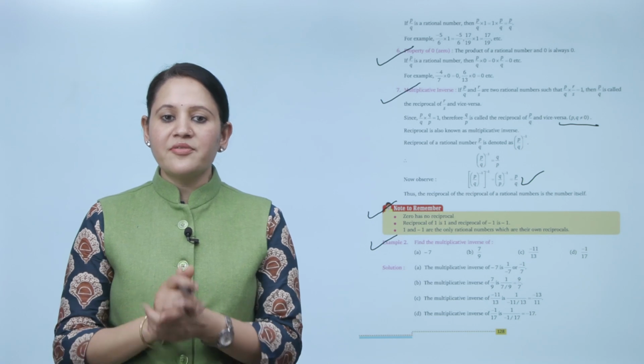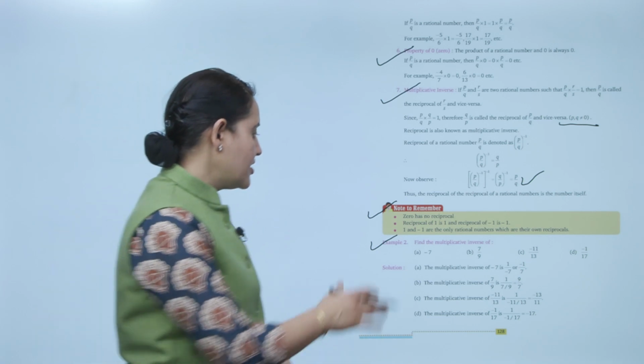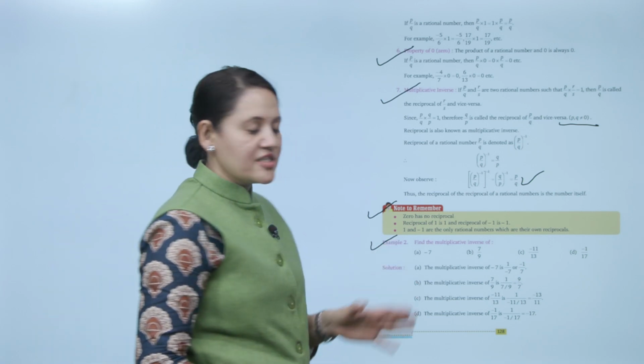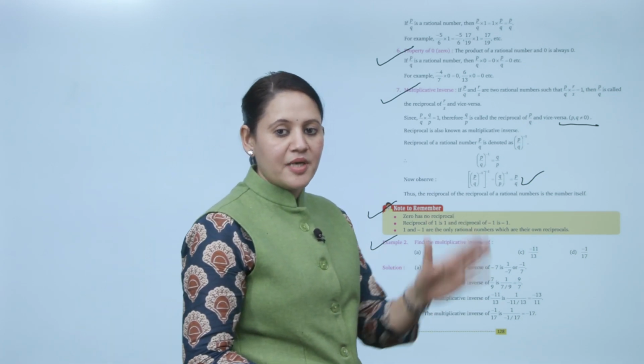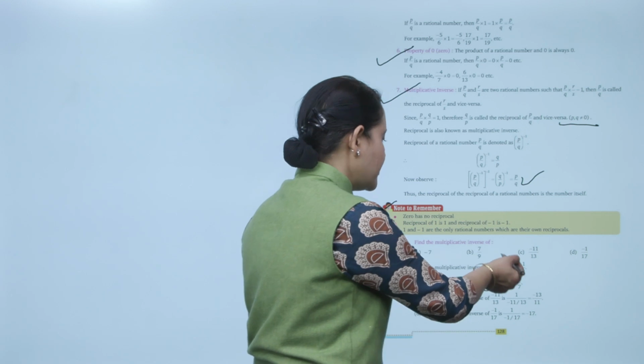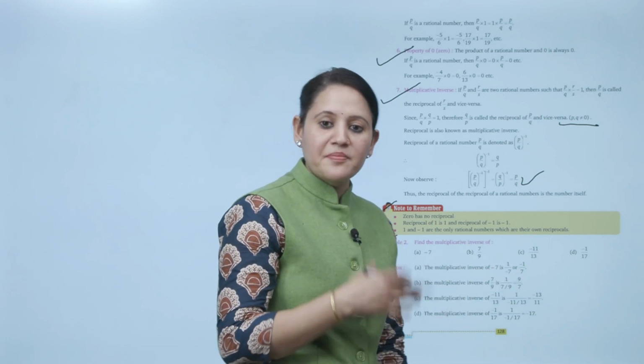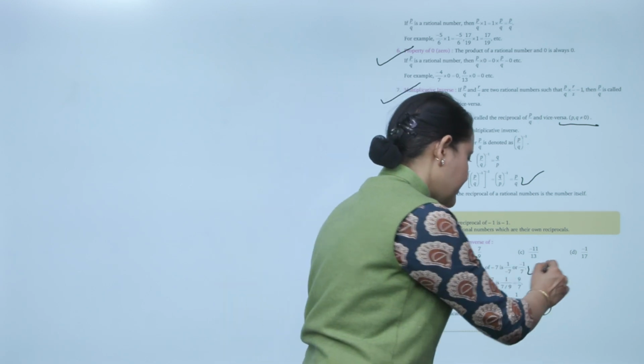Find the multiplicative inverse of -7. So we have to find the multiplicative inverse, that is equal to 1 upon -7. -7 was the numerator, now it becomes the denominator. So it is equal to 1 upon -7, or we can also write -1 upon 7. Clear?